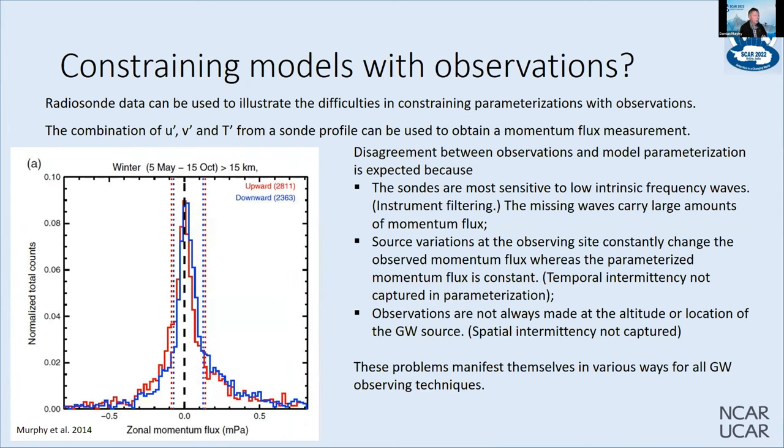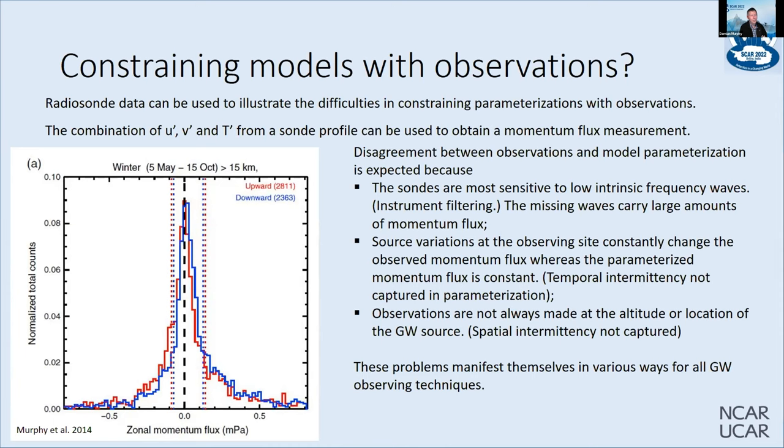We can do that because a radiosonde profile can provide a combination of U prime, V prime and T prime, so wind variations and the temperature variation. And from that, you can obtain a momentum flux measurement. Now, we expect a disagreement between the observations and the model parameterization. An example of such observations is given in that panel from a number of months of radiosonde observations. We expect them to disagree because the sondes are most sensitive to low intrinsic frequency waves. This is a process that's termed instrumental filtering.